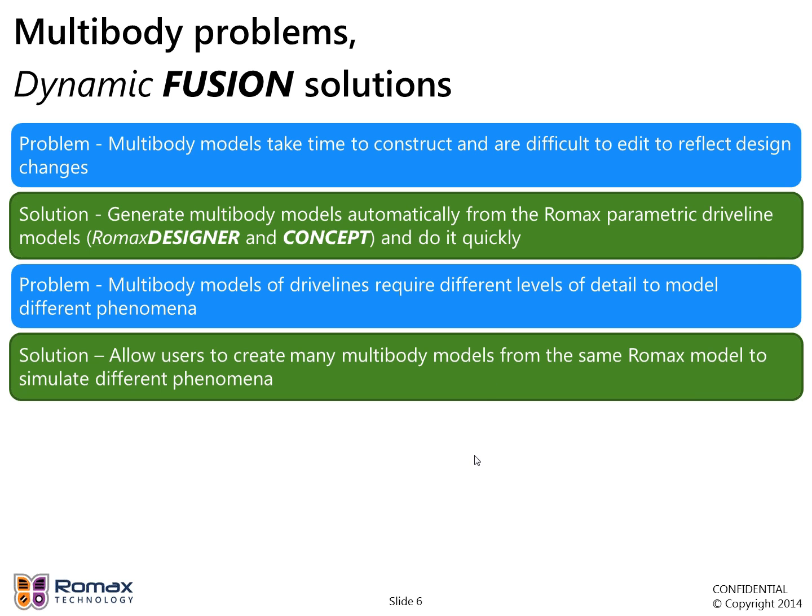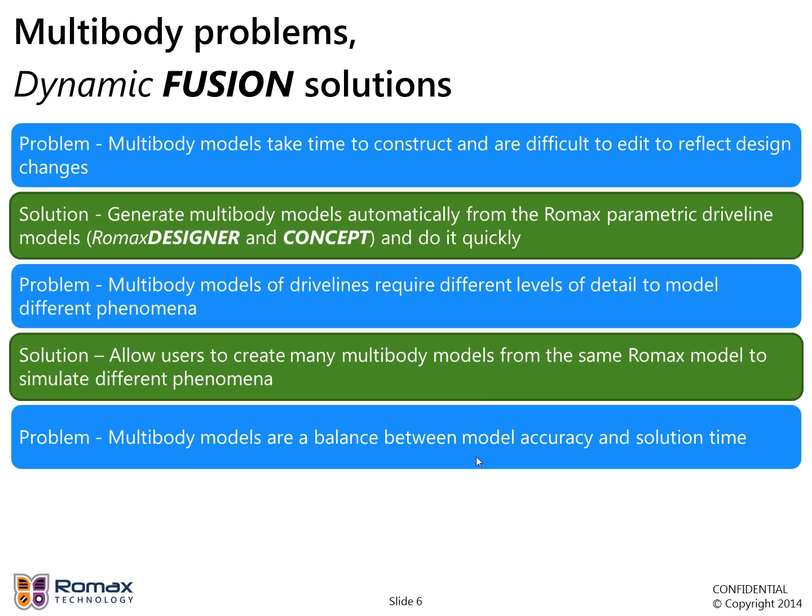So with DynamicFUSION, the solution is, because it's so quick to do this, we can do that very easily. We can create many multi-body models at different levels of detail, simply by inputting the required frequency range that we're interested in, depending on what phenomenon we want to investigate.